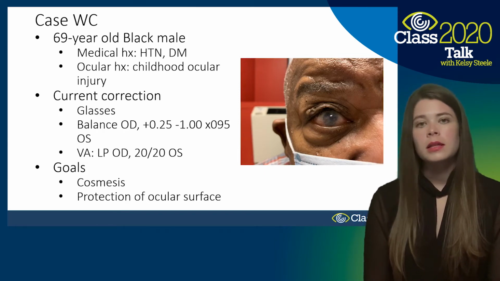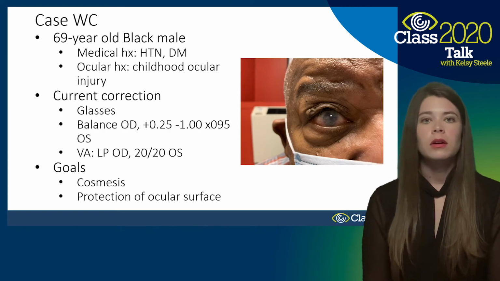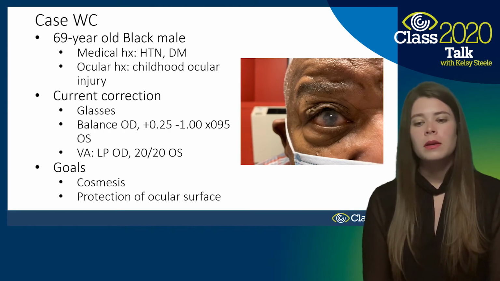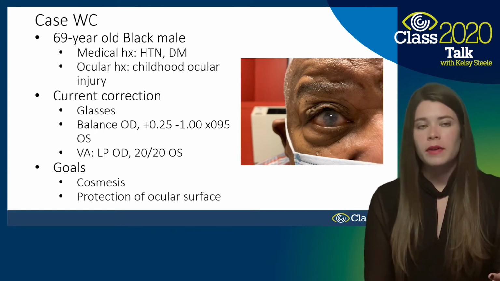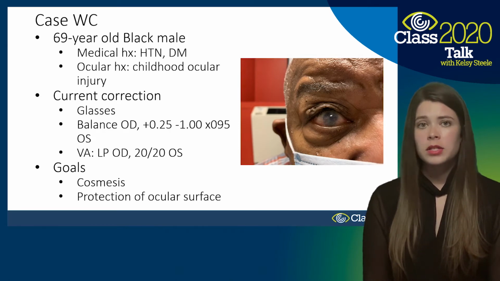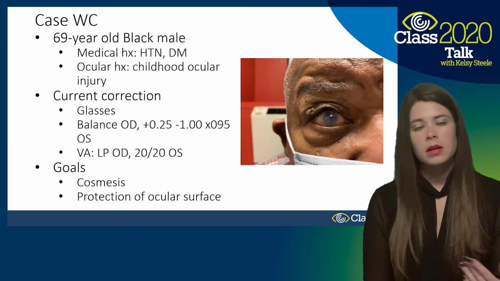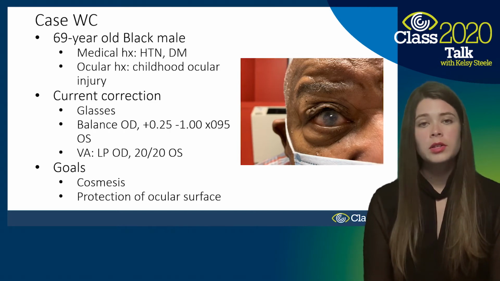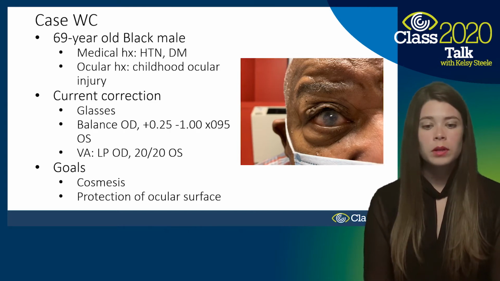So not only is he light perception in this eye, he also is really irritated and sensitive and kind of gritty feeling because of that eyelash, the clump of eyelashes always rubbing on his front surface. We generally epilate lashes for him every 3 to 6 months. He just comes in and we pluck them out and send him on his way. His current correction was just glasses. He was doing well with those.